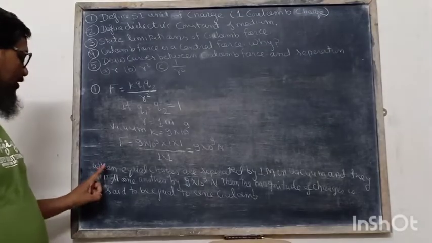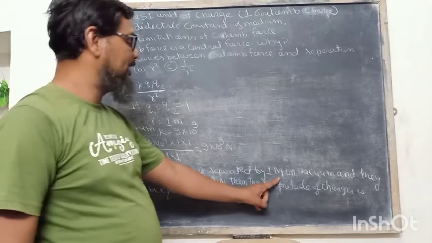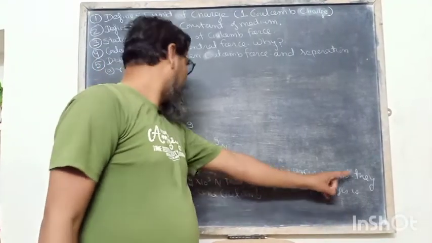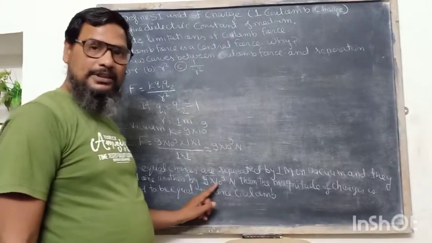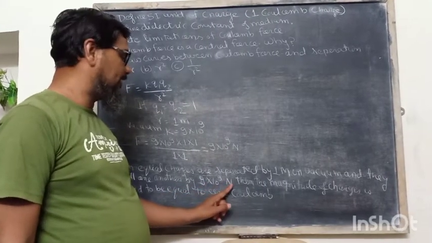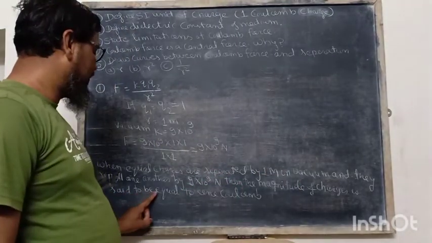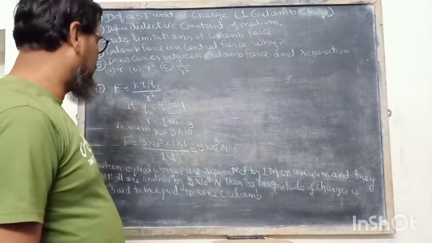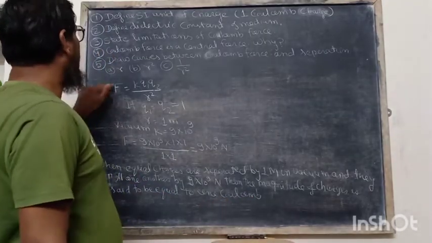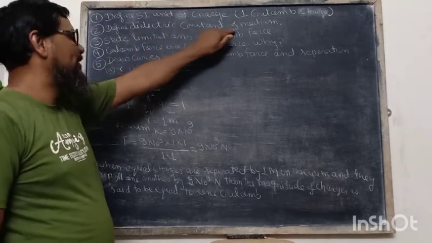Again I am repeating, when equal charges are separated by 1 meter in vacuum and they repel one another by 9 into 10 raised to the power 9 Newton, then the magnitude of the charges is said to be equal to 1 Coulomb. This is the value of 1 Coulomb. And question number 2 is: define dielectric constant of medium.